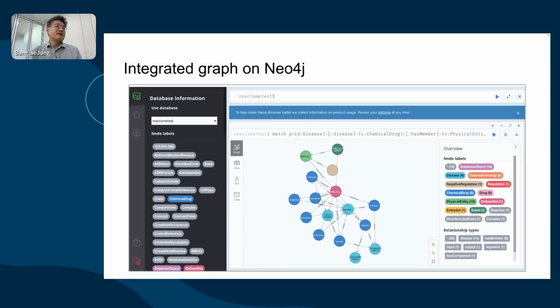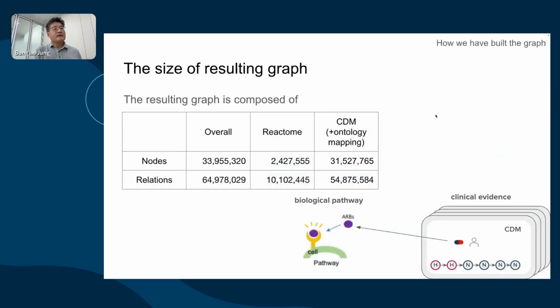This is the resulting integrated graph on Neo4j. And this is the size of the graph we have constructed. Overall, we have 33 million nodes and 64 million relations, and Reactome accounts for 2 million nodes and 10 million relations. And the rest of them is from CDM, and a few hundred edges we have added to map the data between the CDM and the nodes in Reactome.